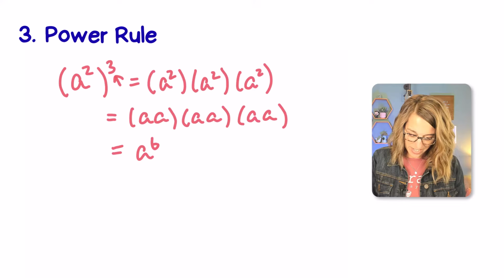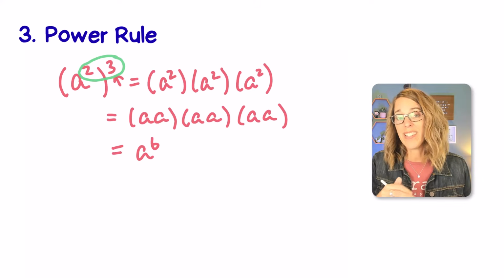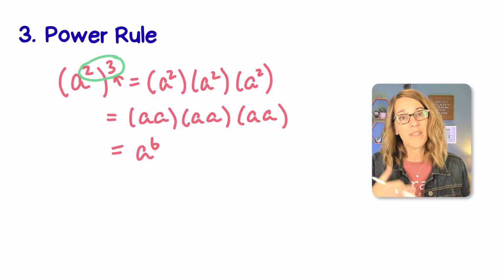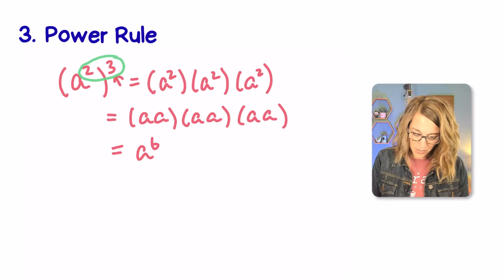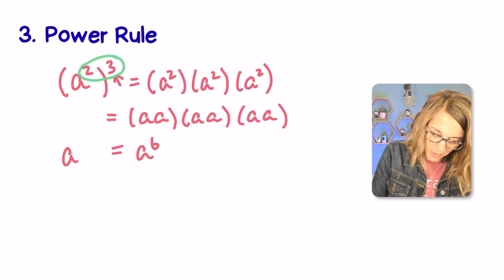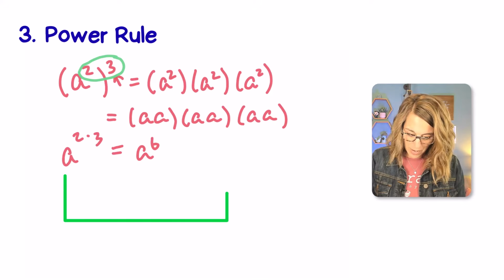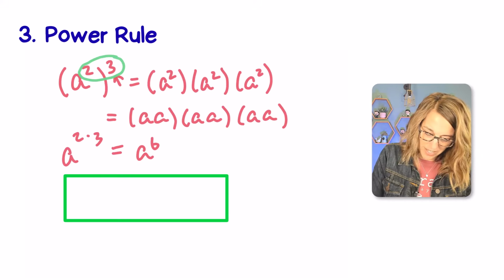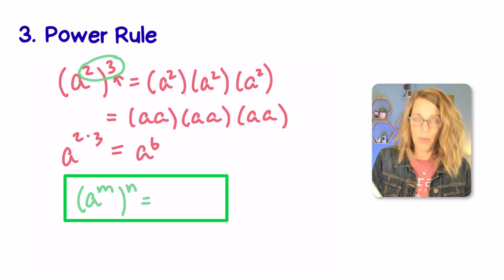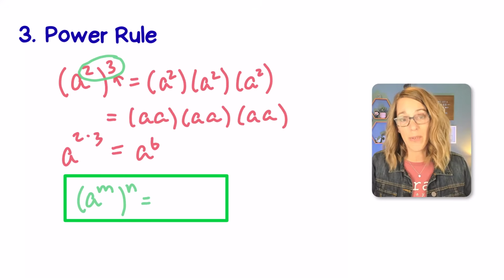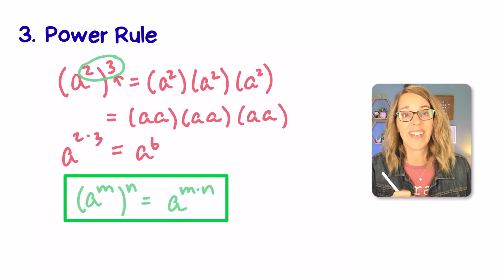But I can also notice that a to the 6th would be the product of the 2 times the 3. This is why I really like power of a power, because of in math means to multiply. So we could have also tackled this one by multiplying those 2 powers together, a to the 2 times 3. So if I were to write my rule out for this one, I would write it out as a to the m, all raised to the n power. I multiply those 2 powers together. So this is equal to a to the m times n.